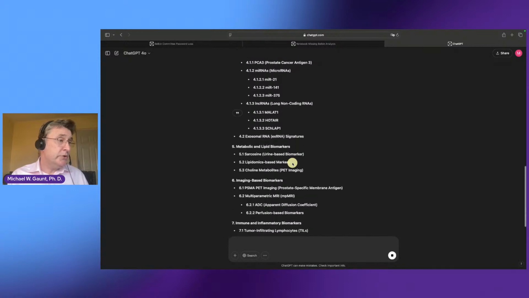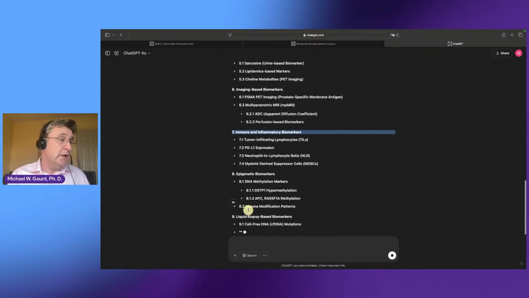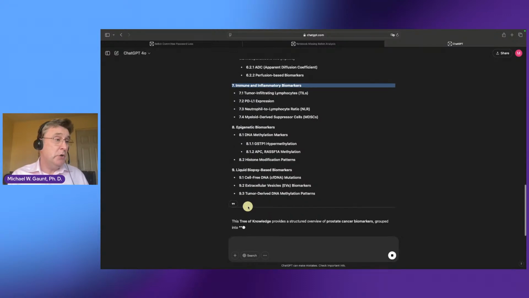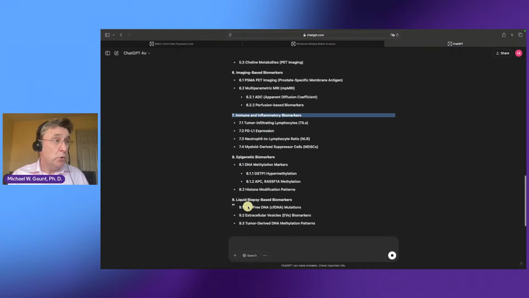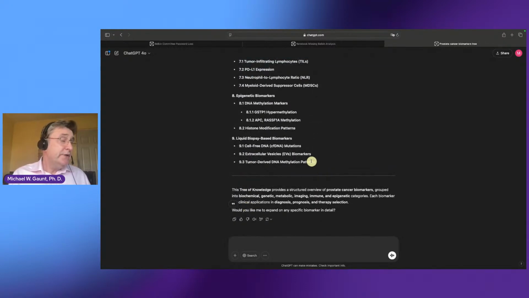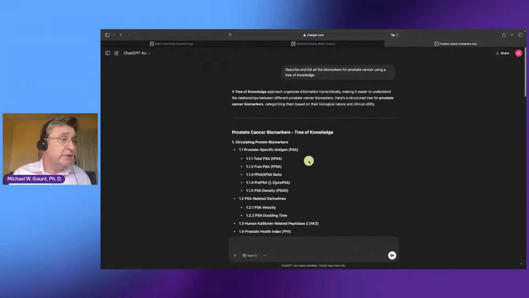Metabolic and lipid biomarkers, image-based biomarkers, an area I don't understand, immune and inflammatory biomarkers is a very topical area. And here it's actually given us 9 categories of biomarker, which is more than normal. And I think we can see that this is very comprehensive. It enables us to look at a very complex problem and skim over it very quickly to get a broad overview.